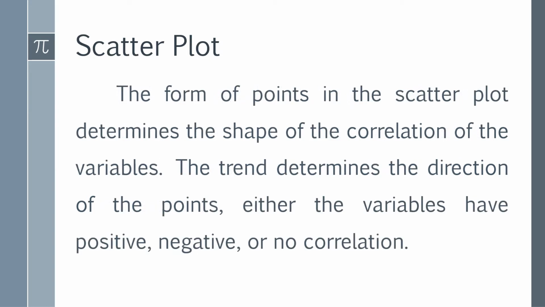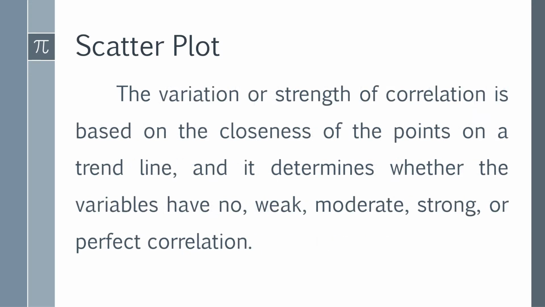The form of points in the scatter plot determines the shape of the correlation of the variables. The trend determines the direction of the points. Either the variables have positive, negative, or no correlation at all. The variation or strength of correlation is based on the closeness of the points on the trend line, and it determines whether the variables have no, weak, moderate, strong, or perfect correlation. Later, if you're not able to understand all of these, you can see the illustration of what I'm saying.